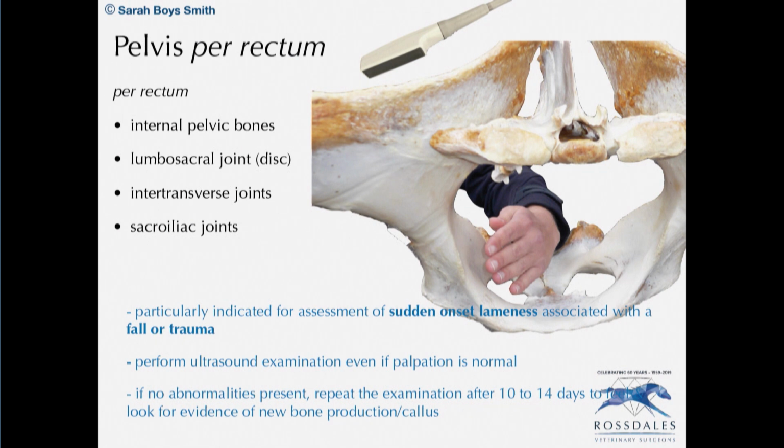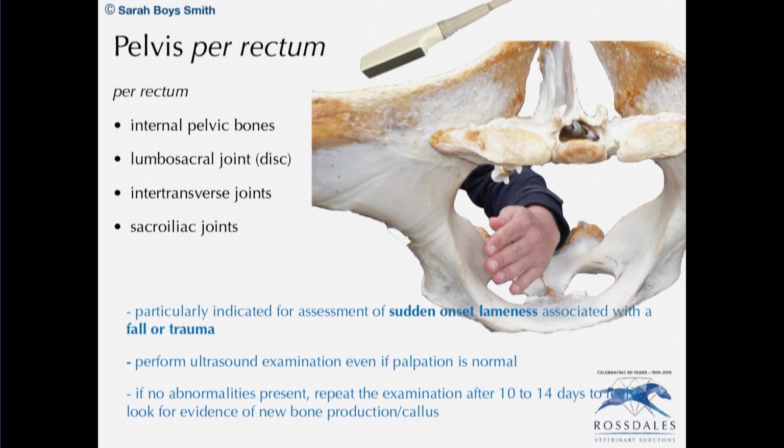As I said before, we can look at the internal pelvic bones as well as that lumbosacral region. We want to do this particularly if we've got a sudden onset lameness where there's been an associated fall or trauma and we haven't got anything else clinically on the horse. It's good to perform ultrasound even if your rectal palpation is normal, because your ultrasound is going to pick up things that you're not going to be able to palpate as easily. And if you are still suspecting a pelvic abnormality, then a bit like tendon scanning, it's important to repeat your scanning 10 to 14 days following that injury, and look for further changes.